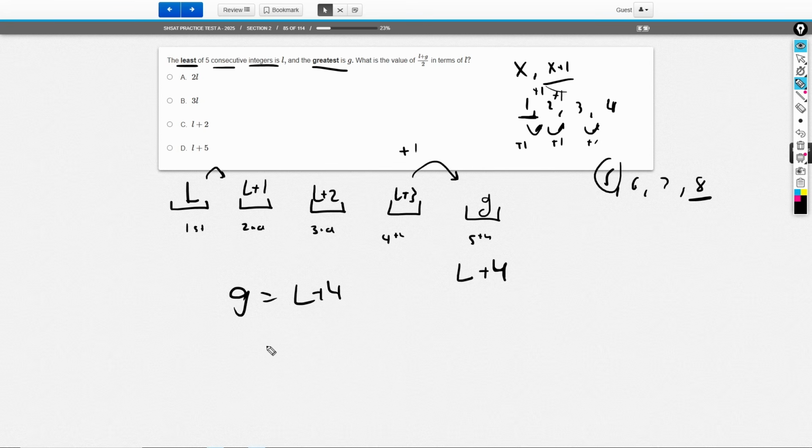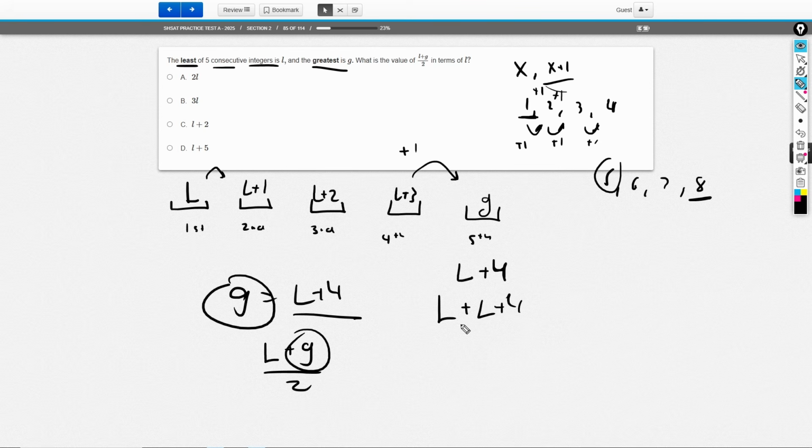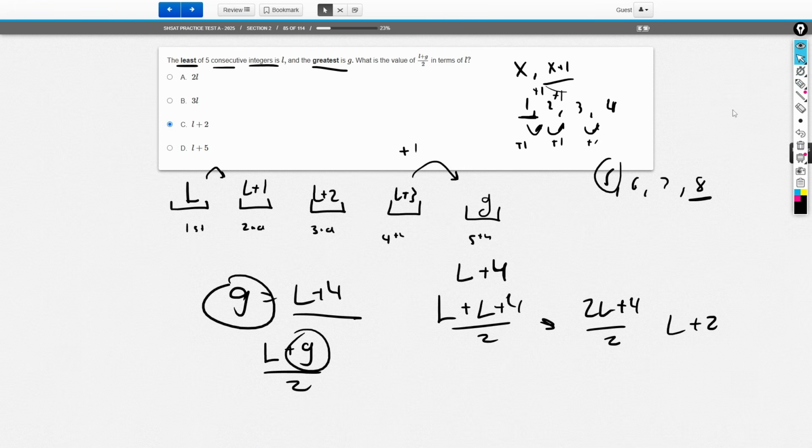And if all of a sudden I wanted to find the value of (L plus G) over 2, I know that G is the same thing as saying L plus 4, so I'll just plug it in here. So I have (L plus L plus 4) divided by 2, which is (2L plus 4) divided by 2, which is just L plus 2. All right, and that's going to be my correct answer here. L plus 2, which is choice C.